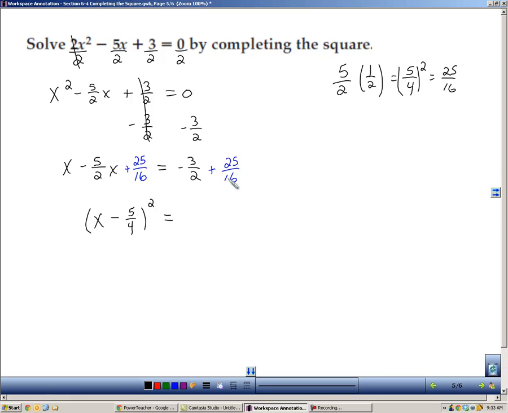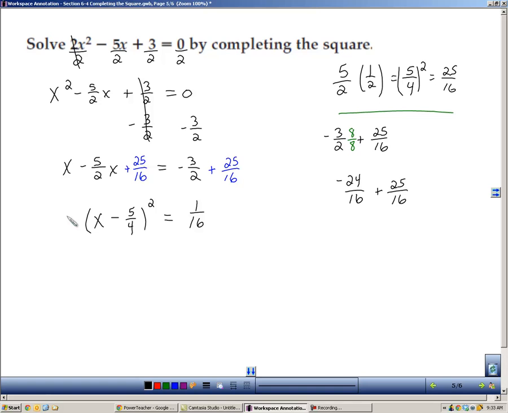But now we've got to put these two fractions together by getting common denominators. I'm going to multiply -3/2 by 8/8. So then I get a -24/16 plus 25/16. And when you add those together, you get 1/16. So that's what the right side will end up becoming.